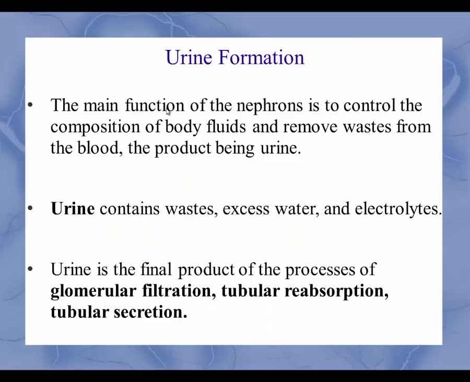Alright, now we'll move on to the formation of urine. Of course, the main function of nephrons is to control the composition of body fluids and remove waste from the body. And that product is then called urine. And within urine, you'll find water, waste, electrolytes, and so on. Urine is made by 3 separate processes. One we've already talked about before, when stuff gets filtered at the glomerulus, glomerular filtration. And then you have tubular reabsorption, and then finally tubular secretion.